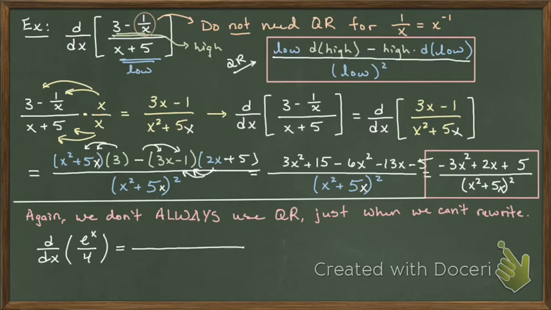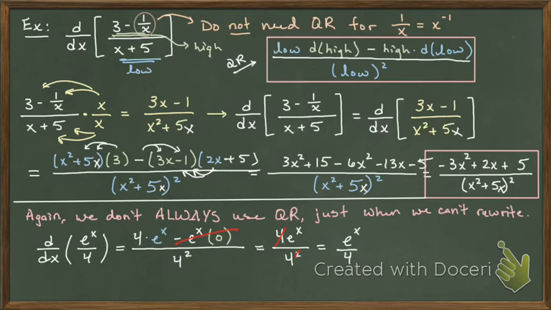I've got low, 4, times d high, which is e to the x, derivative of e to the x is e to the x, less high d low, derivative of the denominator is 0. Derivative of 4 is 0. All divided by the denominator squared. So quotient rule is applicable. I have a quotient, I can do quotient rule, sure. But what happens here, this second term in the numerator is going to disappear, and I've got 4e to the x over 4 squared. The 4s are going to cancel, and I've got e to the x over 4.